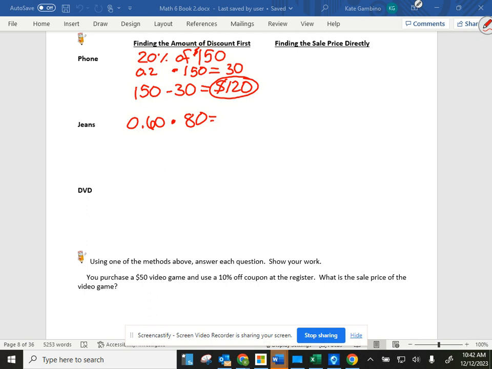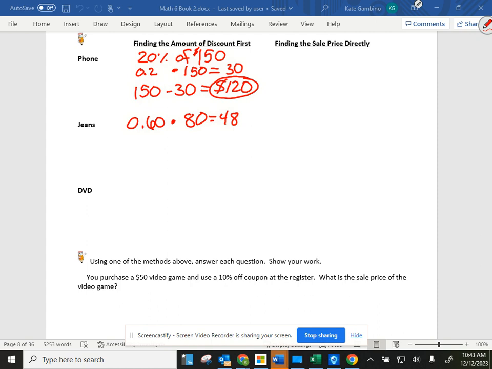So we should all have our calculators out. We wrote out 0.60 times 80. Callie? It is. Is that the answer? No, that's how much we're taking off. So what's my second step? This is a two-step problem. What's the second step, Ava?